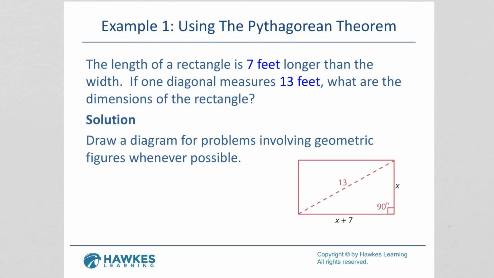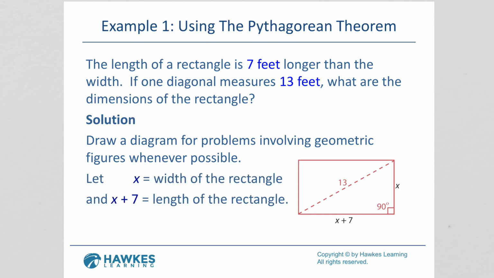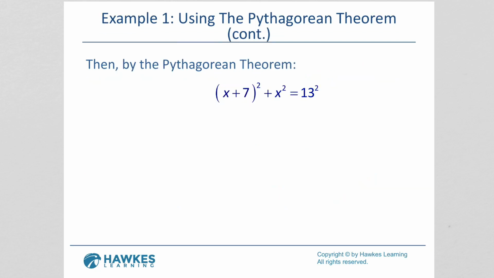We know that the 90 degrees sits opposite of the diagonal. One of the sides is x, the other side is x plus 7. So we let x be the width of the rectangle, and x plus 7 be the length of the rectangle. Then using the Pythagorean theorem, we have the quantity x plus 7 squared plus x squared equals 13 squared, which is x squared plus 14x plus 49 plus x squared equals 169.